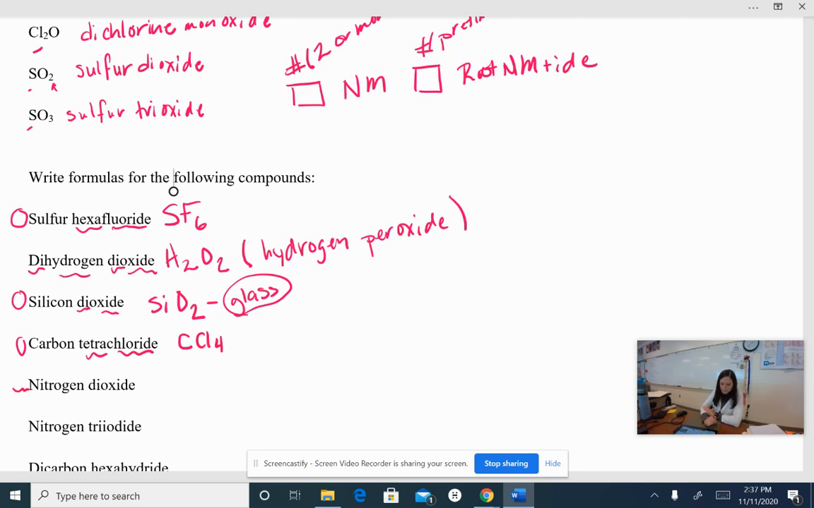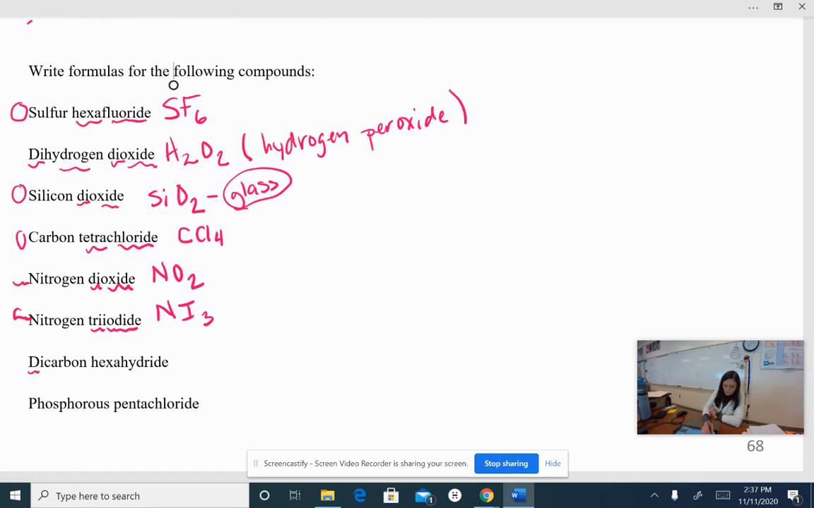We have no prefix here, so we only have 1 nitrogen. Di, we have 2, and oxide is the root of oxygen. So nitrogen dioxide. Once again, no prefix here, but we have a prefix here, tri, and then we have iodide. Iodide, that is the root of iodine. So nitrogen triiodide.